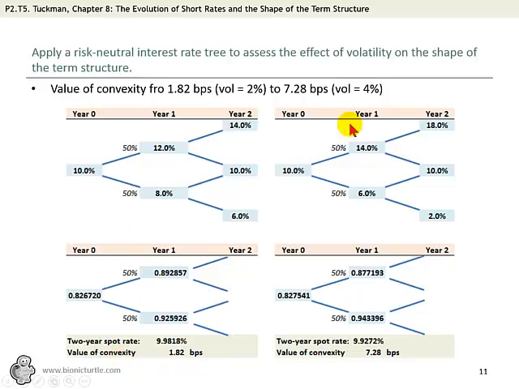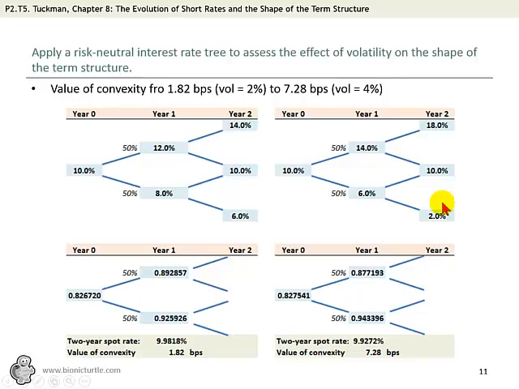But as we shift over to the right-hand column here, which is a 400 basis point or 4% volatility, still the same. Notice they still recombine to 10%, still have the same expected 1-year rate in 2 years of 10%. However, it's achieved with greater dispersion or volatility in the binomial tree. In that case, the value of convexity is more. 10% minus 9.9272% is 7.28 basis points. The value of convexity increases with the volatility.